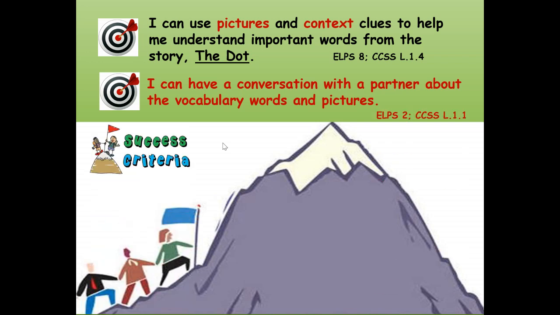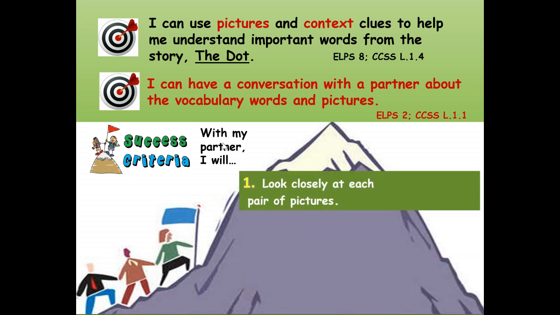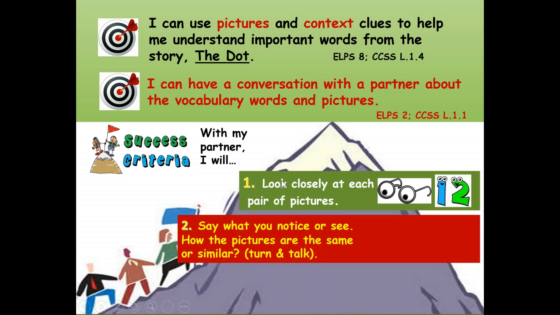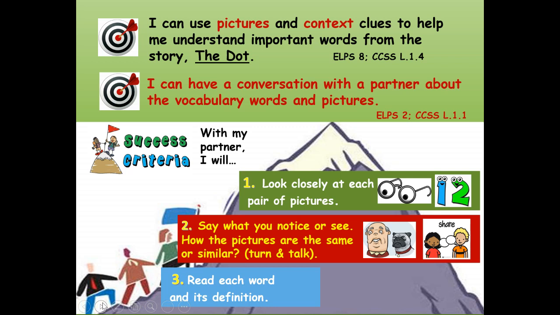So, success criteria. How will you be successful at using pictures and context clues to help you understand words from the story? This is our roadmap. With my partner, or I will, look closely at each pair of pictures. I will say what I notice or see. How are the pictures the same or similar? That's where you turn and talk. I will read each word and its definition.